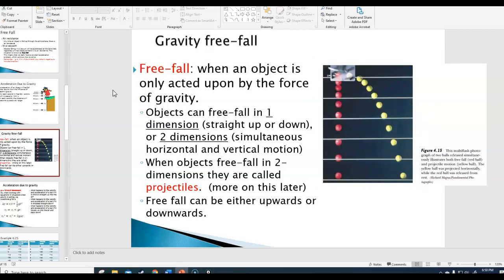We talked about the difference between objects that are just in free fall normally, falling straight down or going up or down. We also talked about projectiles, which we'll talk about in the next video. And basically, again, a projectile is an object that's falling in two dimensions, where not only is it falling down, but it's also moving horizontally.